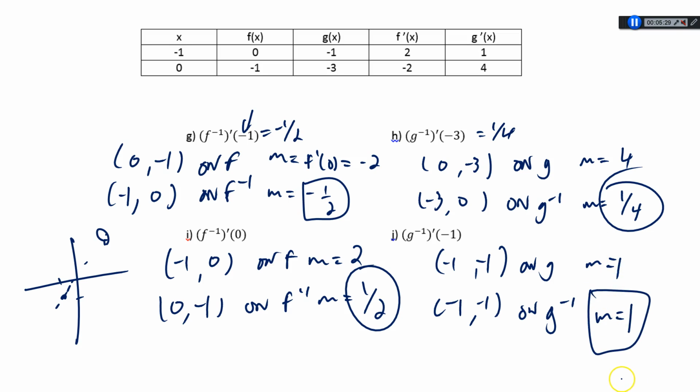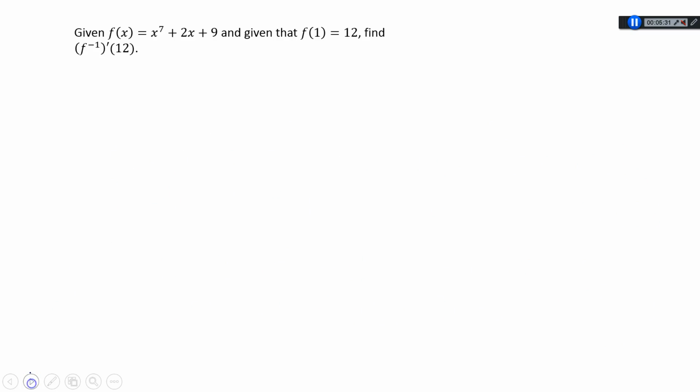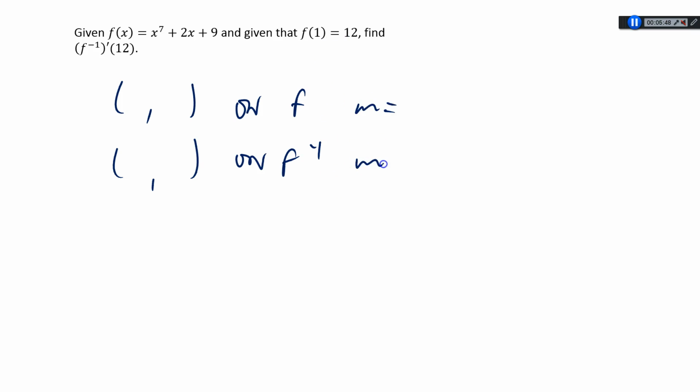Nice. Not too bad. All right, let's try some now with some equations. Given f of x is x to the 7th plus 2x plus 9, and f of 1 equals 12, find f inverse prime of 12. So let's set it up. Something on f, something on f inverse, and find our derivatives. On the f function, they actually tell us 1, 12 is on there. So we want f inverse prime of 12, that's good, because that's the only x-coordinate we know anything about.